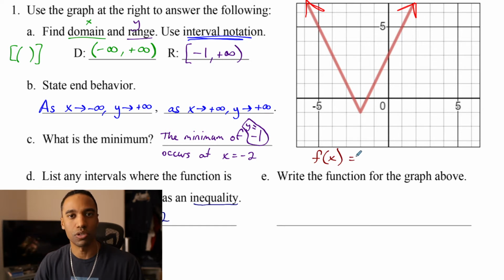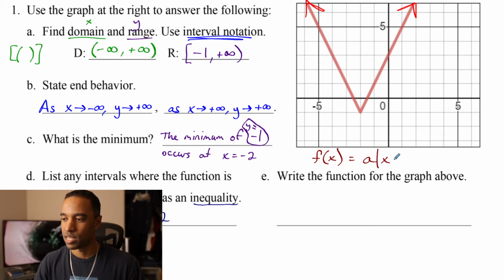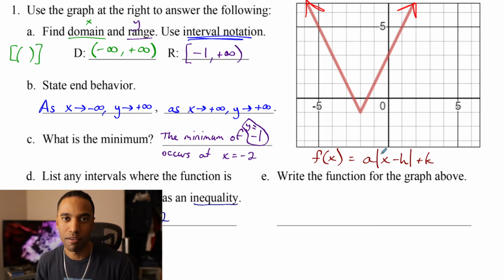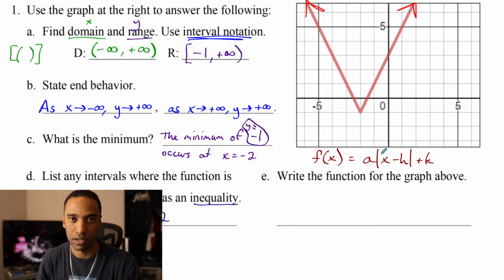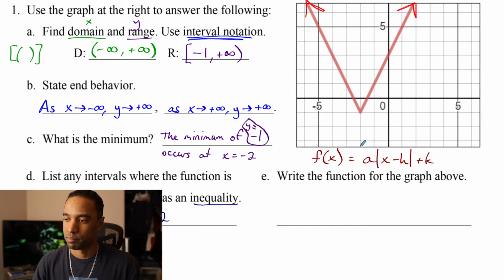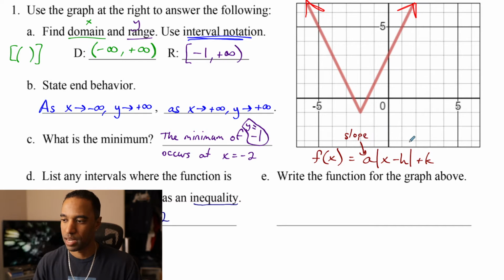f of x, or y, equals some a value times some x minus h value plus k right there. A is going to represent the stretch factor of your graph, or in this case, really, because they're linear-ish, the slope. A is going to represent the slope of it, and I'll keep that one under wraps until we find h and k first, but that's the slope. And h and k are in reference to your vertex.